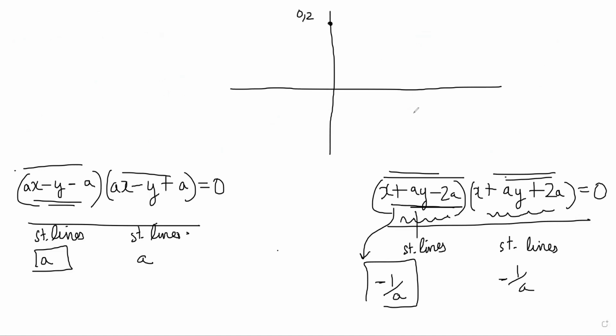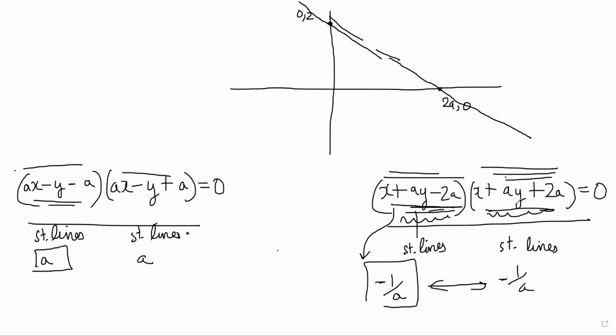And when y is 0, x is equal to 2a, right? So 2a comma 0 is also a point on it. So this line looks like this, correct? This is my first line. And this line will be parallel to this line, no? Yeah, because the slope is the same, right?